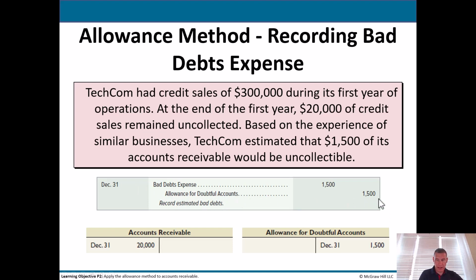1,500. You can see in the T accounts down here, we've got the debit to accounts receivable for 20,000, which was the beginning balance, and then we've got an allowance for doubtful accounts. We've just added 1,500, not because anybody has flaked out yet, but to take care of any potential flake outs in the future.